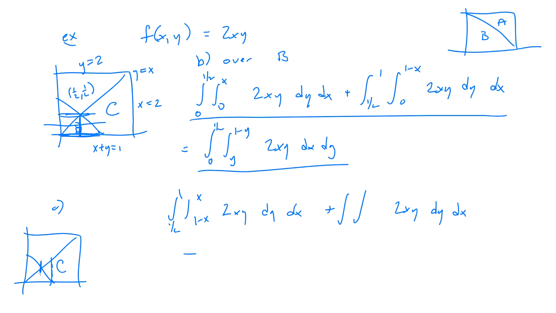So in the second region, which is over here, what is the bottom function? And the top function is still x. And this is true over this region, as I showed, which is x goes from where to where.